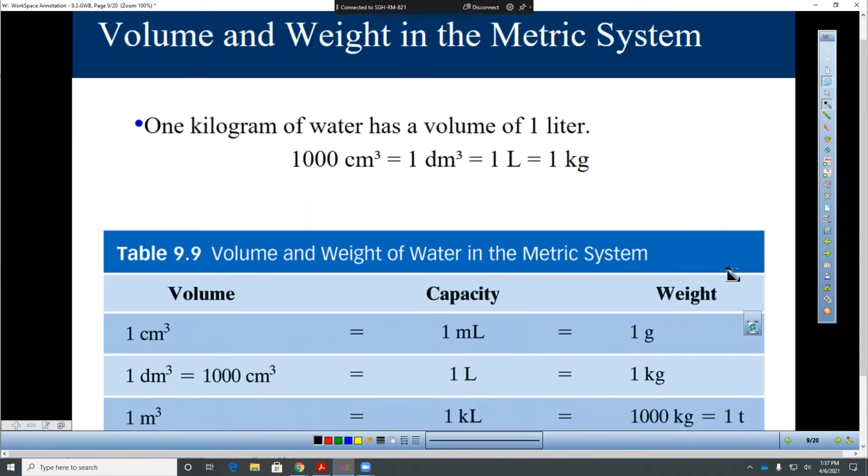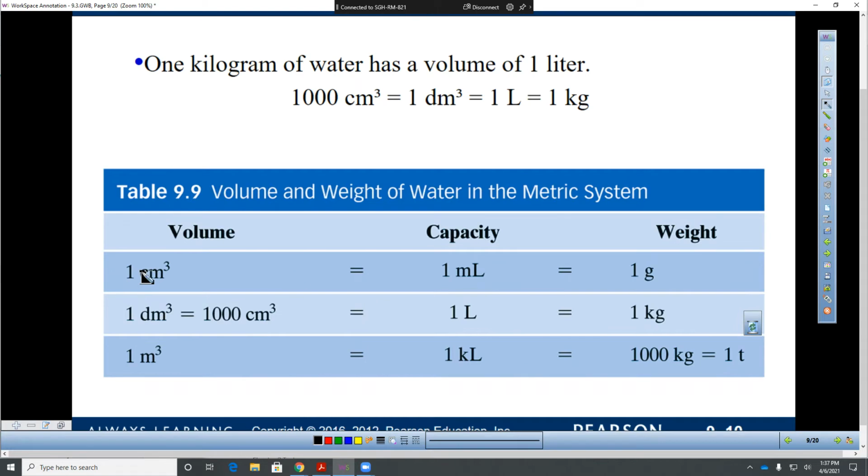All right, here's just some more. 1 cubic centimeter is equal to 1 milliliter is equal to 1 gram. This is when you talk about water. 1 cubic centimeter of water weighs 1 gram.